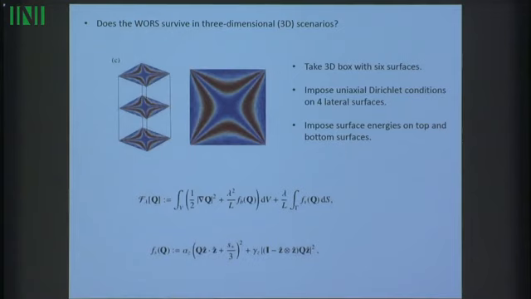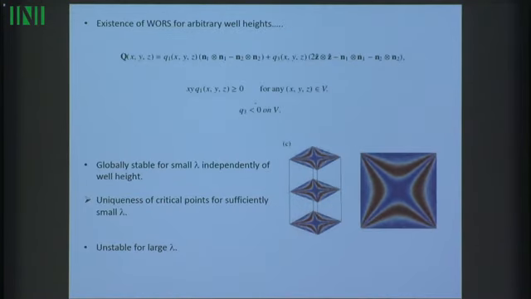So you can take a full 3D box. Now you have 2 length parameters: the size of your square, and the height of your box. You can impose your Dirichlet boundary conditions on the 4 lateral surfaces and the surface energies on the top and the bottom. The first question is, do you have a well-ordered reconstruction solution? And the answer is yes. We can prove the existence of a well-ordered reconstruction solution for arbitrary values of the well height.